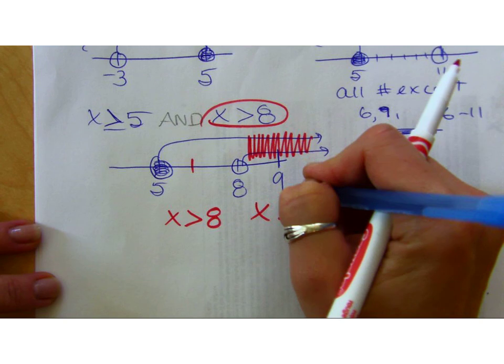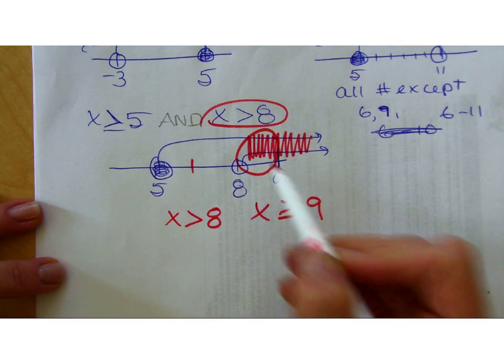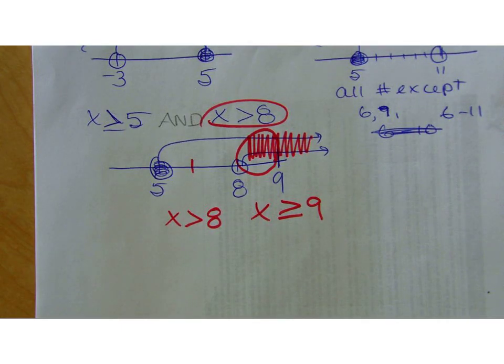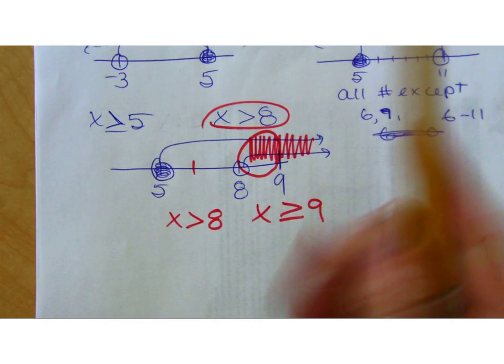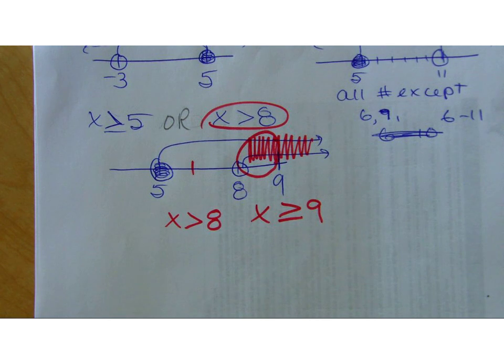Yeah, because you know what then? You're discounting and forgetting about all those numbers in between 8 and 9 that also fit this, okay? Does everybody understand? All right, I'm going to erase this. Let's talk about if this were an or. Do you think that would change my solution? It sure would, okay?